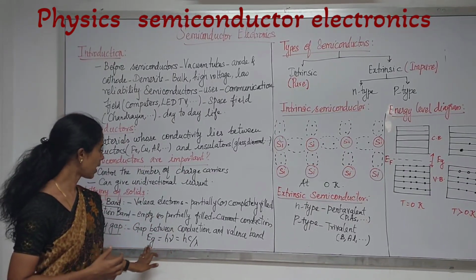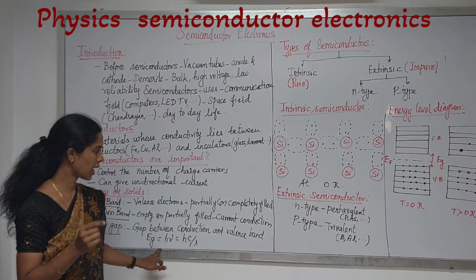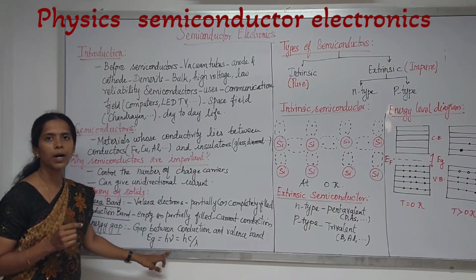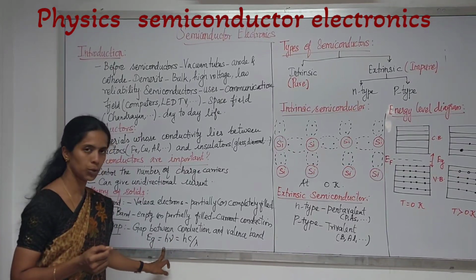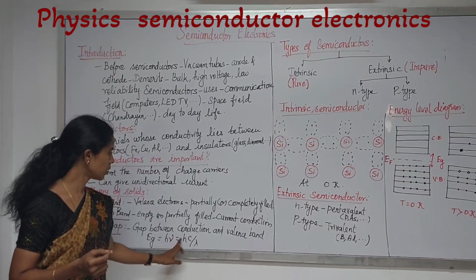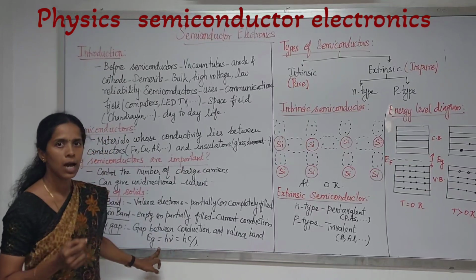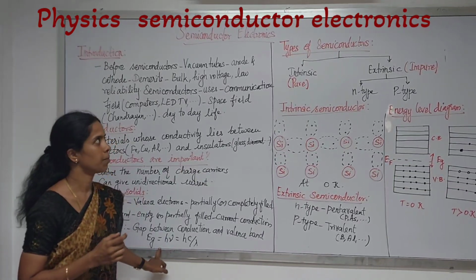This band gap is denoted by Eg, which is given by a formula. We already know the formula for energy: E equals h nu. h nu is equal to c by lambda, so we can write it as h into c by lambda.